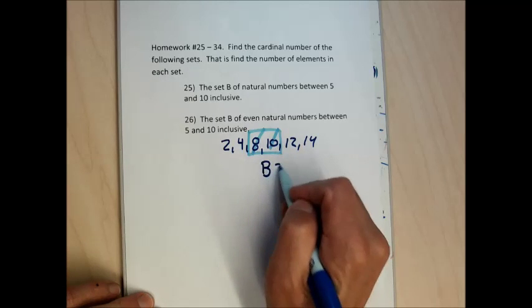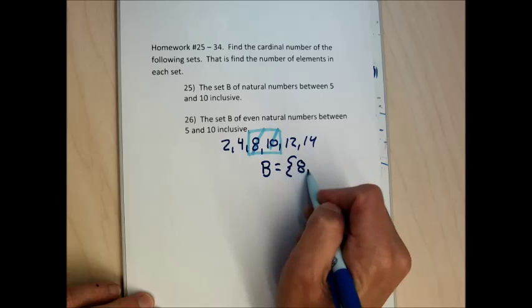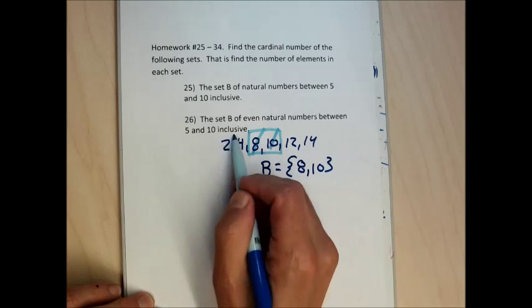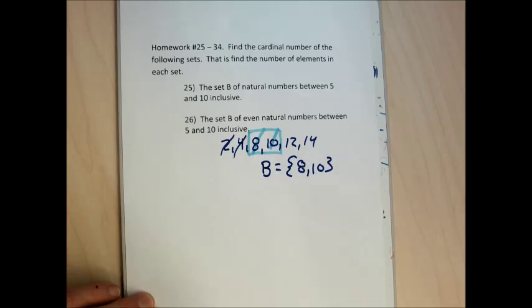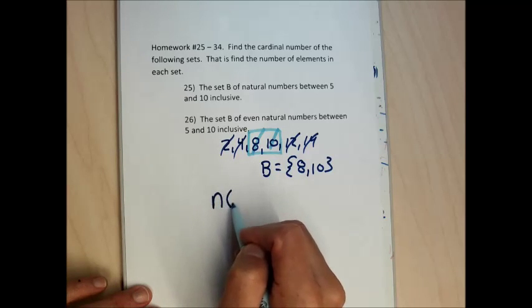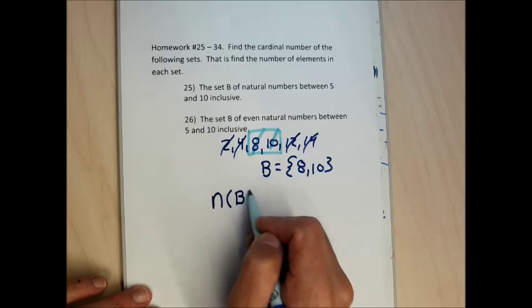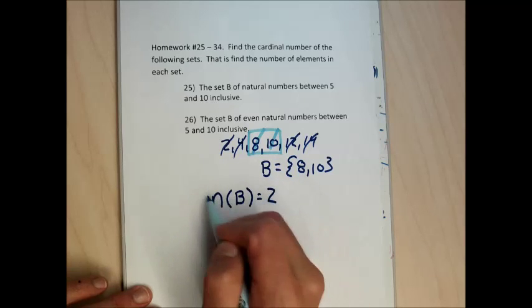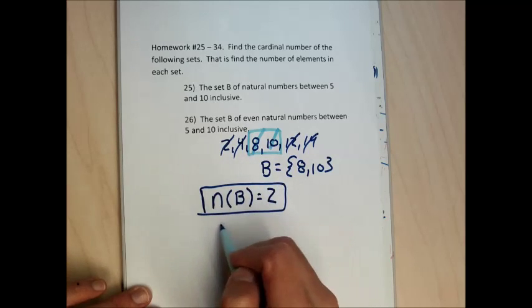B is a set with 8 and 10. It doesn't include 2 and 4 because they're not between 5 and 10. It doesn't include 12 and 14 because they're not between 5 and 10. It includes the 10 because of the word inclusive. My answer to problem 26, the number of elements in set B, the cardinal number of set B, is 2. This would be a perfectly fine way to write the answer.